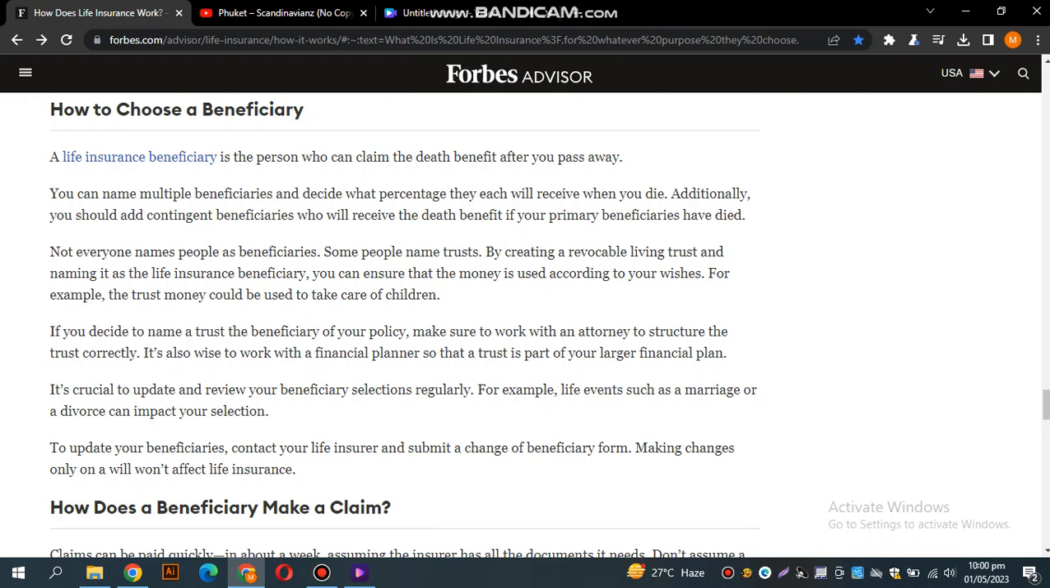your larger financial plan. It's crucial to update and review your beneficiary selections regularly. For example, life events such as a marriage or a divorce can impact your selection. To update your beneficiaries, contact your life insurer and submit a change of beneficiary form. Making changes only on a will won't affect life insurance.